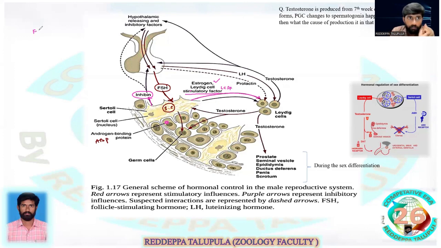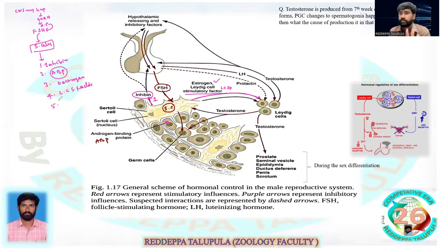That means whenever FSH is released, the central nervous system gives a signal to the hypothalamus, the hypothalamus releases gonadotropin releasing hormone, which reaches the anterior pituitary. The anterior pituitary releases FSH along with LH. But I am talking only about FSH. FSH stimulates the Sertoli cells. Now Sertoli cells produce one, inhibin, two, ABP androgen binding proteins, three, estrogen, four, Leydig cell stimulatory factor.